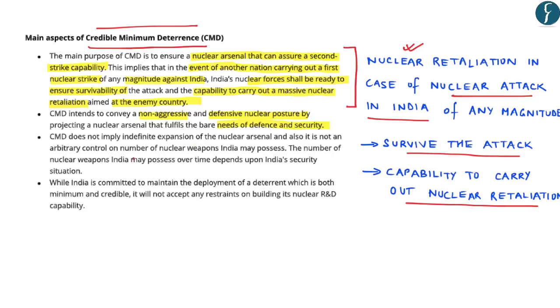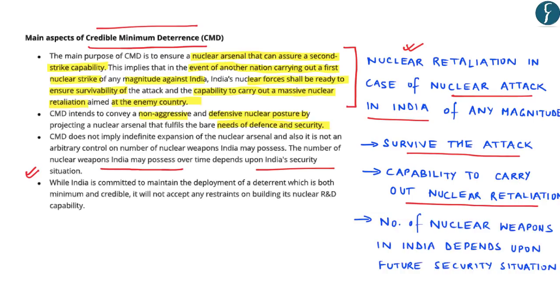Further, it also mentions that the number of nuclear weapons India may possess over time or in future totally depends upon India's security situation. In this aspect, it highlights that CMD does not imply indefinite expansion of the nuclear arsenal, and also it is not an arbitrary control on the number of nuclear weapons India may possess. The number of nuclear weapons India may possess over time totally depends upon India's security situation in the future.